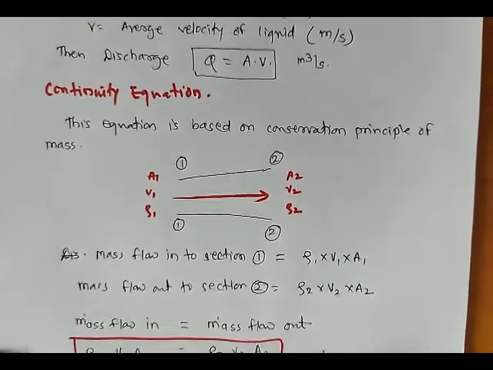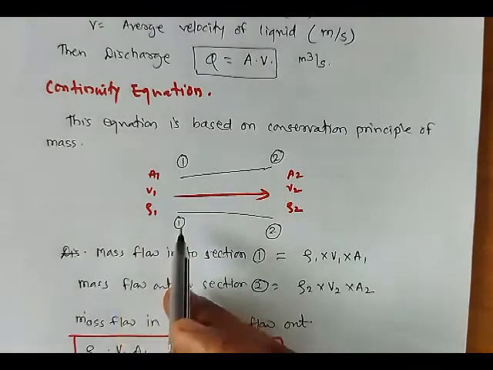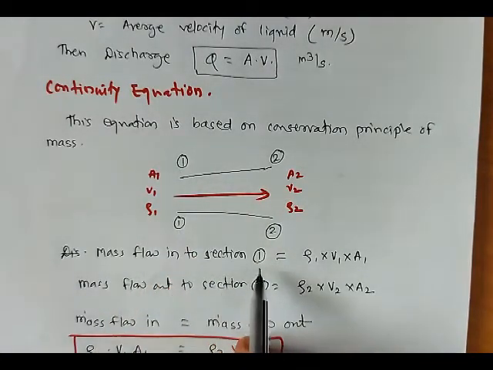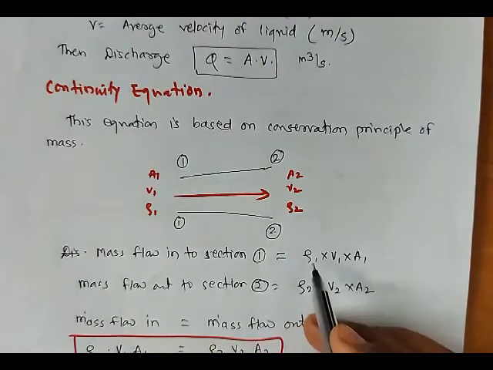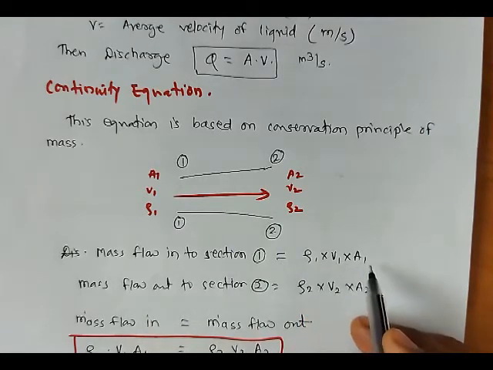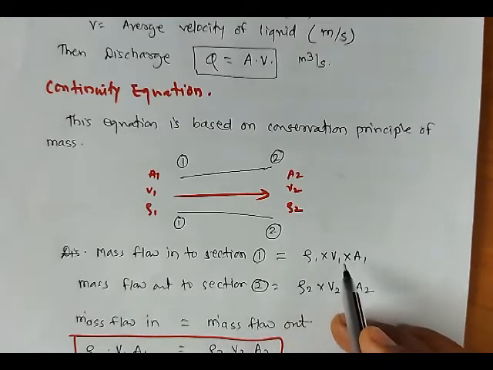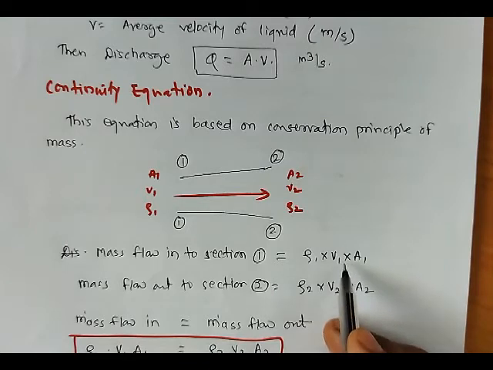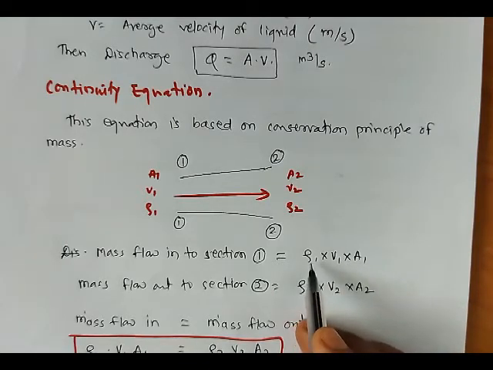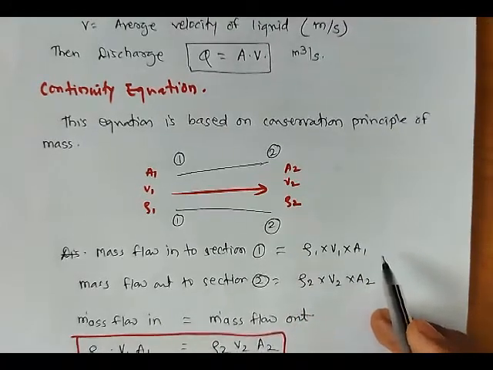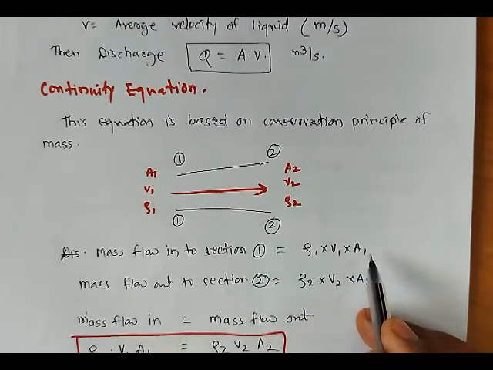Now at cross section 1, the mass flow in is calculated by density multiplied with volume, that is, density multiplied with velocity multiplied with area. By using this we can directly calculate the mass flow rate. Velocity multiplied with area is the discharge or volume flow rate. If you multiply that with the density, we get the mass flow rate. So this is about cross section 1.